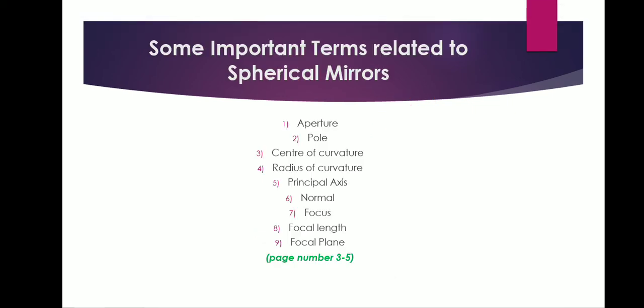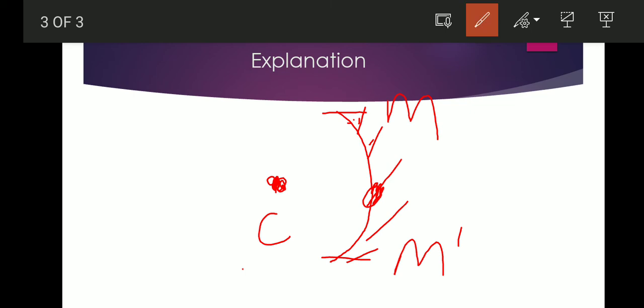Here in case of convex, your center of curvature will be inside the mirror. This side is the reflecting part, then this side is the non-reflecting part. In case of convex mirror, your center of curvature is inside the mirror, on the non-reflecting surface side.